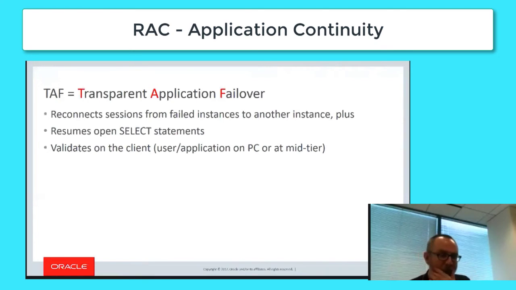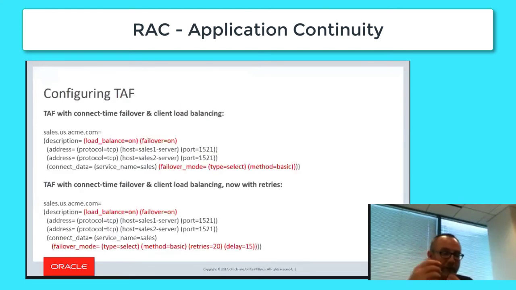We'll come to that. How is this configured? Remember, we're talking about the evolution. These are the early days of RAC when TAF was first introduced. And these are the types of configurations you would have where you would look for a connect string. Notice that you actually have server names in there. Now, obviously, I've abbreviated this and made it simple. But we've turned load balancing on and we've turned failover on.